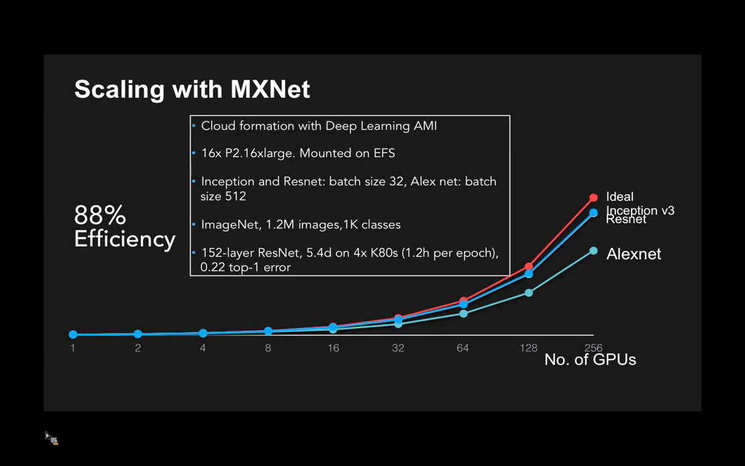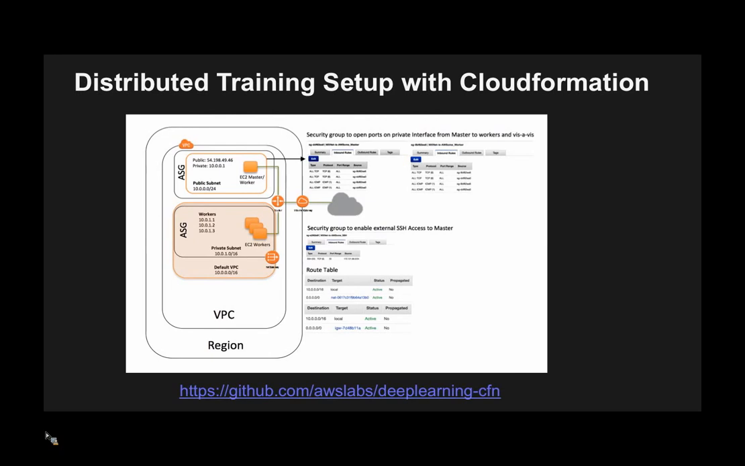As you can see, we have been able to achieve 88% of the ideal efficiency speed up that we get by scaling across GPUs. We did that using 16 of the P2 16XL AWS instances. This was done using a CloudFormation template with the deep learning AMI that AWS provides. The training setup, which is now made available through our deep learning CloudFormation template, is on GitHub, and we have a blog post available as well.